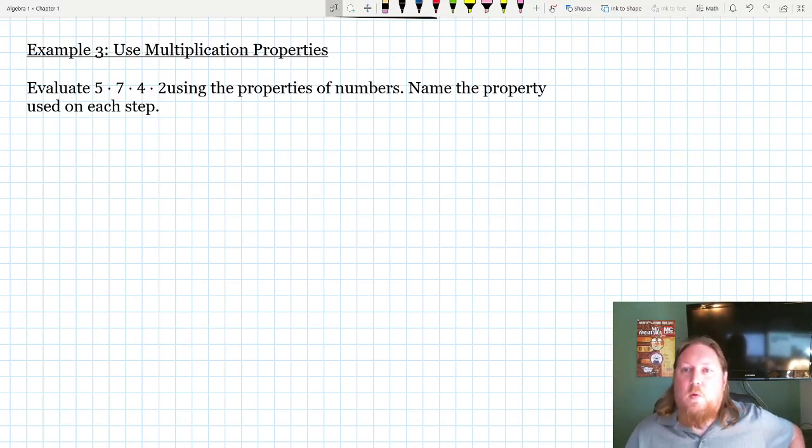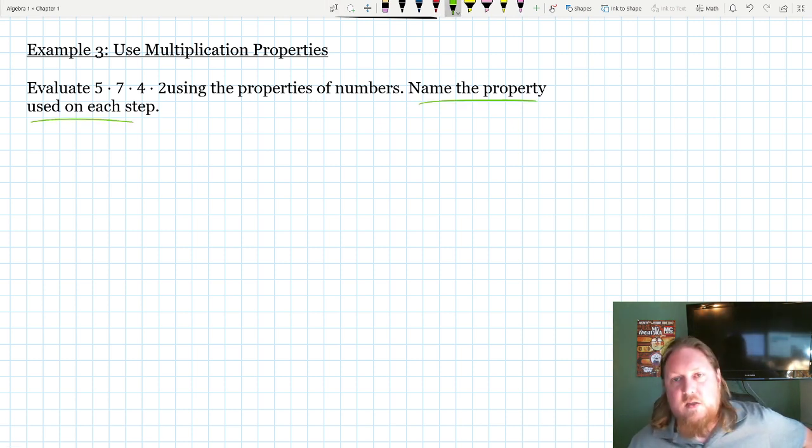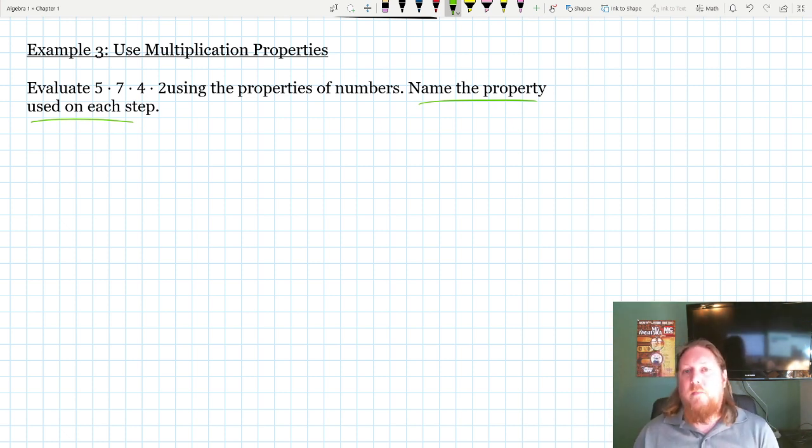Example 3, use multiplication properties. Now, the last problem we didn't have to name the property used on each step, but the big one was the commutative property. Now I'm going to use the multiplication properties, but this time it does want me to name the property used on each step. So part of this problem is going to be after I do all the work that I want, I'm then going to name each property that I used along the way.